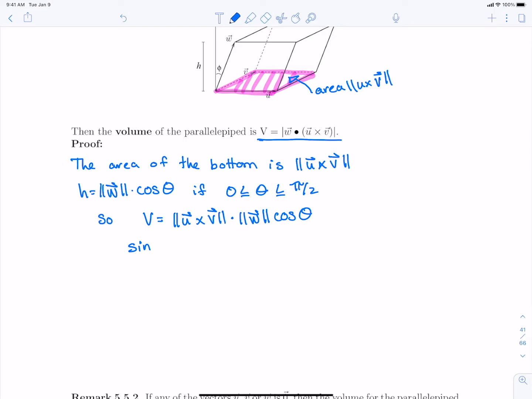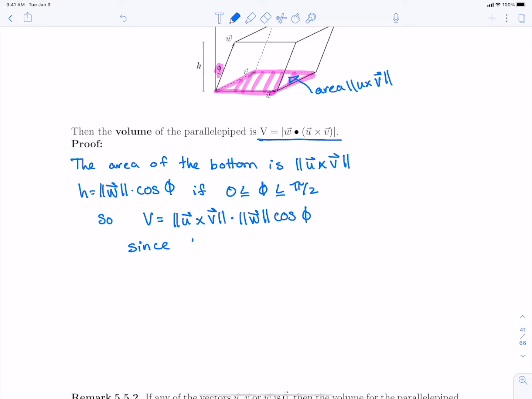Oh, you know what? I notice right now that I actually used the angle phi right there. So I'm going to come in here and just change those to phi so it matches the picture, okay? Not like it really matters. It's like a variable, like a placeholder.